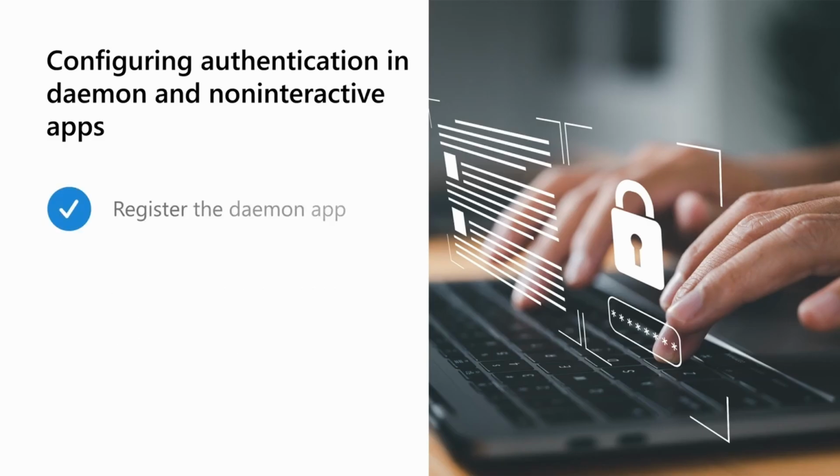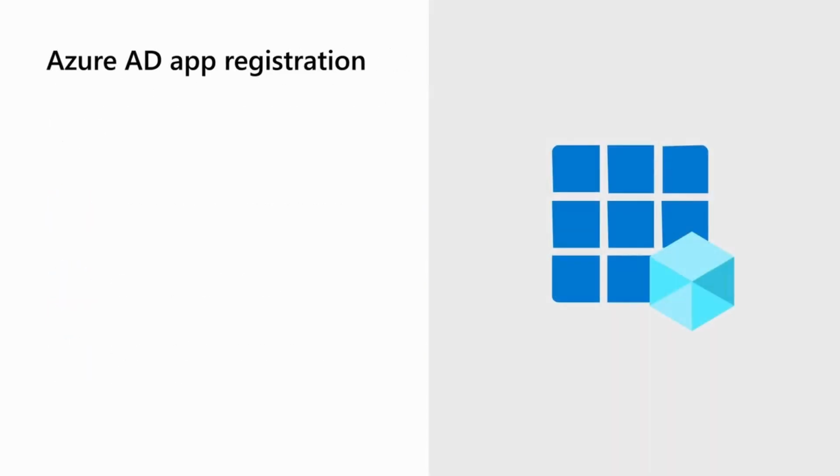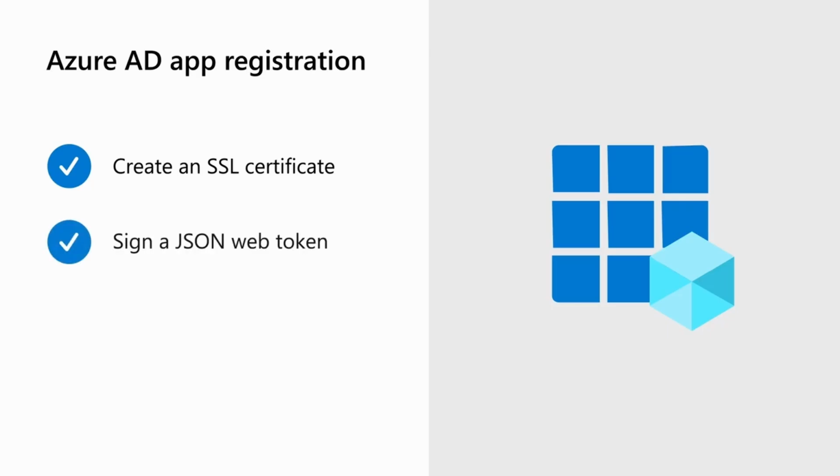You also learn to register a daemon app, grant permissions, and grant admin consent for Azure AD. During the Azure AD app registration, you can create a Secure Sockets Layer, or SSL, certificate for public and private key pairs. The service or daemon app uses the private certificate to sign a JSON web token, also called JWT, provided to the token endpoint. Administrators can also use a client secret rather than a certificate.